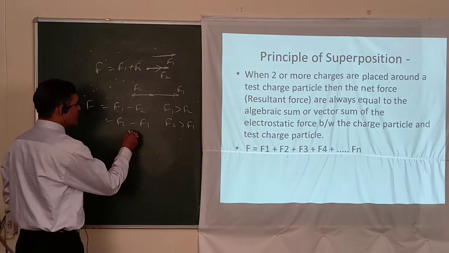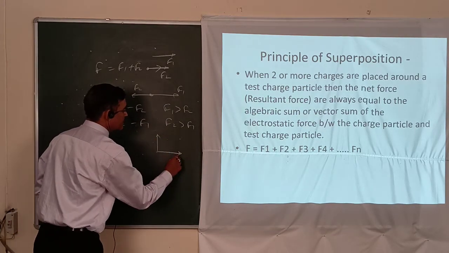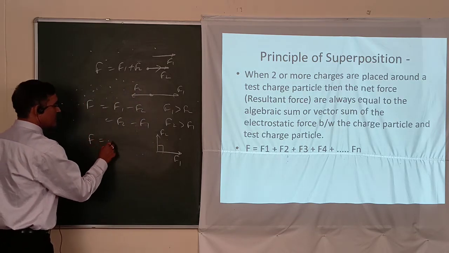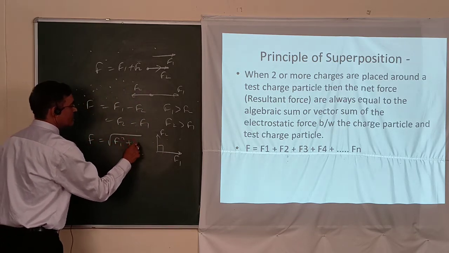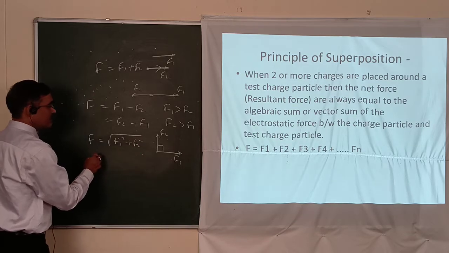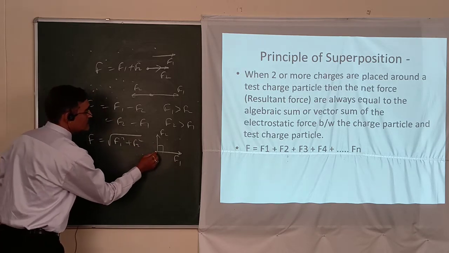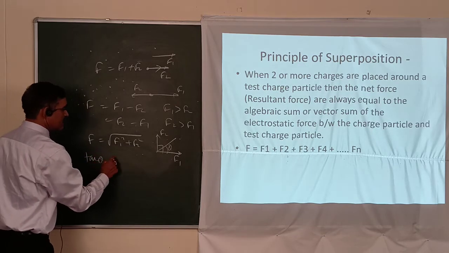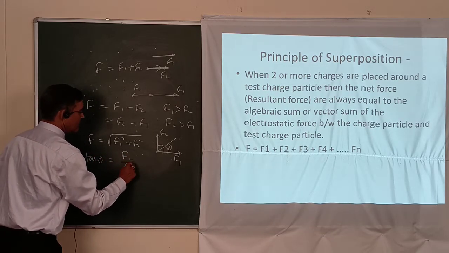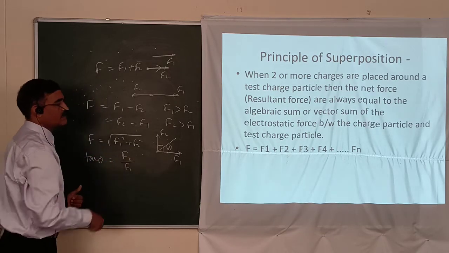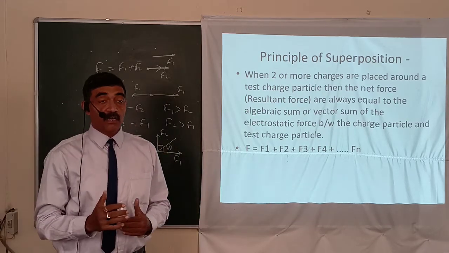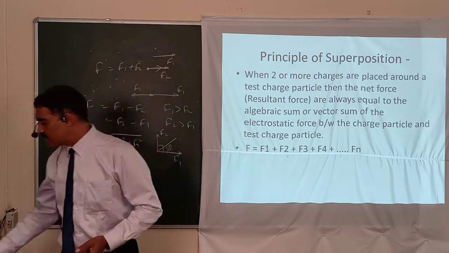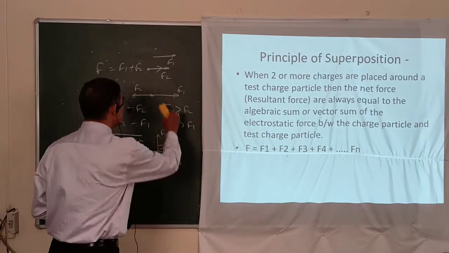Apart from this, if the two forces are acting perpendicular to each other, the net force will be given by under root F1 square plus F2 square. If the resultant makes an angle theta, then tan theta will be F2 upon F1. In this way we get the direction as well as the magnitude. This was the case when two forces are acting. Suppose more than two forces are acting, in that case we have to resolve the forces.